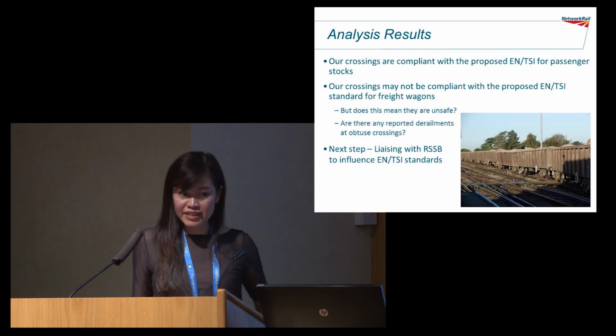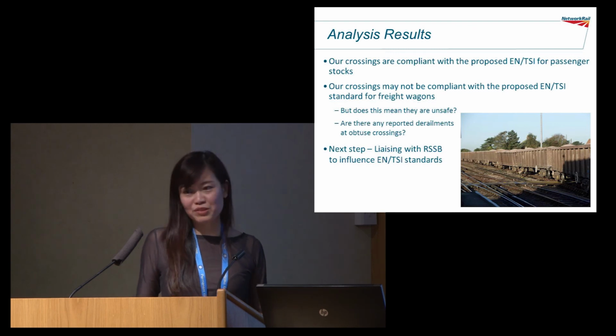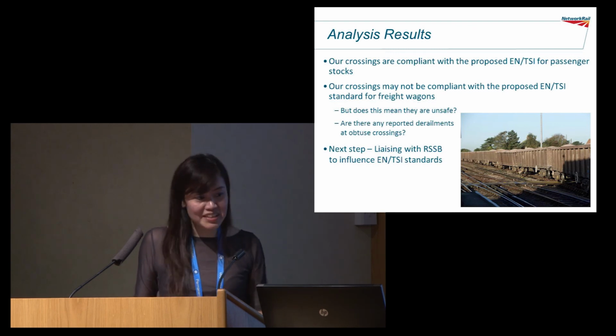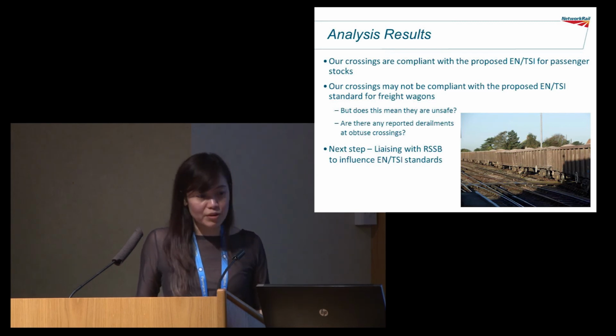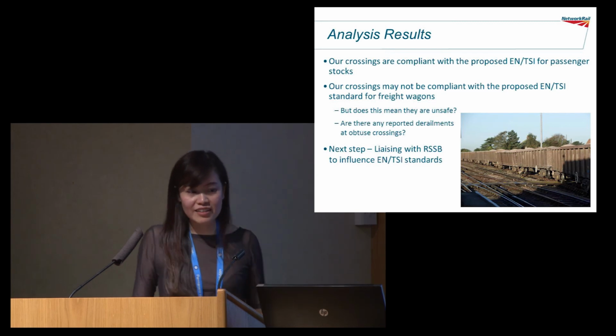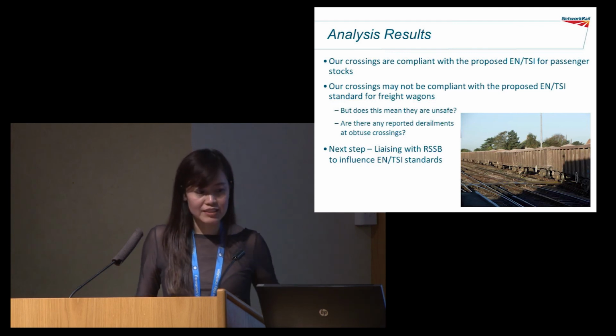But does this mean that they're not safe? We haven't had any derailments at obtuse crossings yet. So maybe the TSI is over stringent, so we have to liaise with the RSSB to influence the standards.